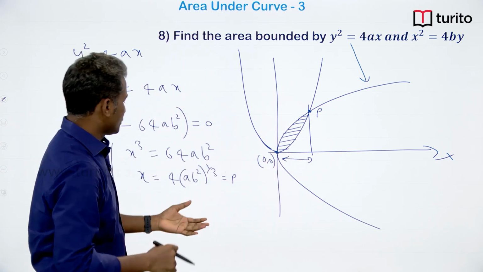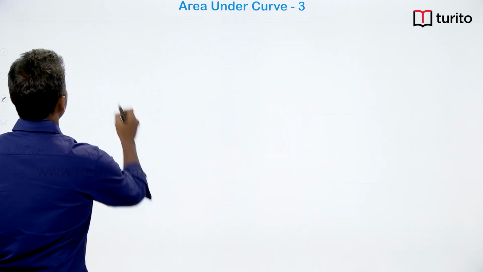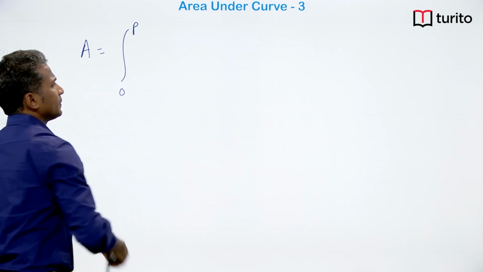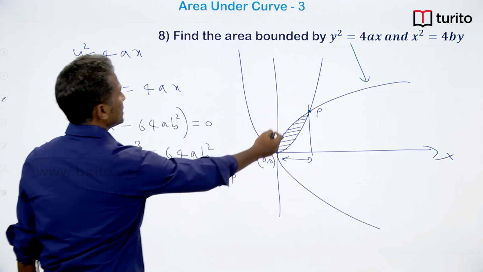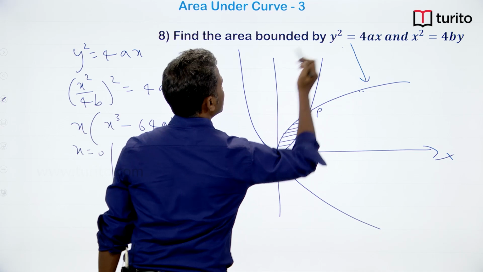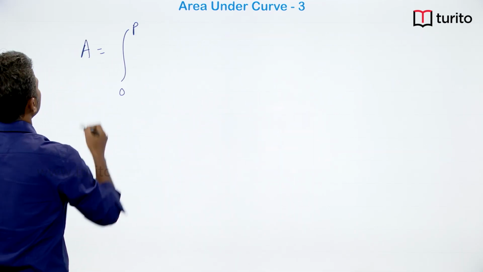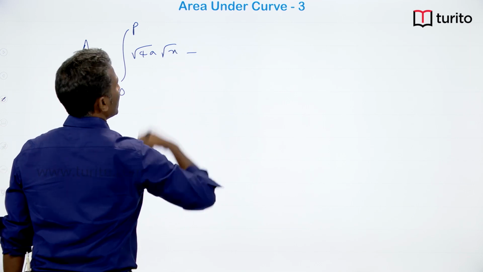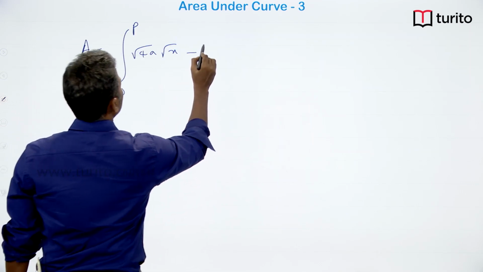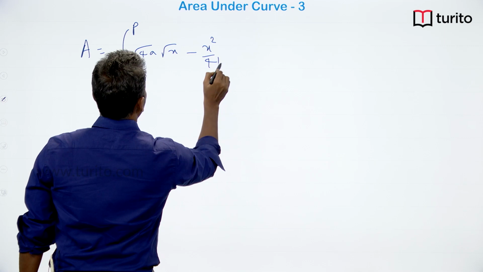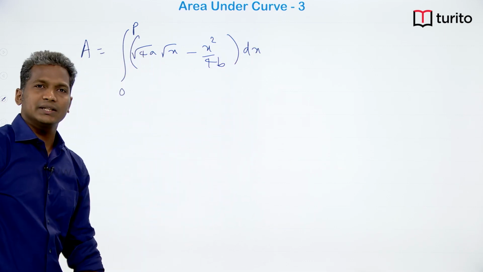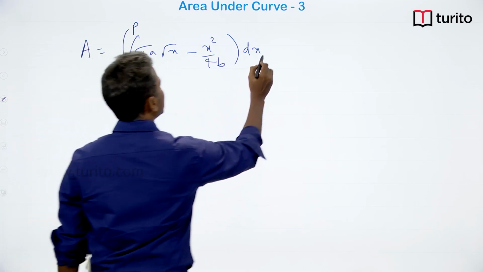Okay. So, now what will be the area? Area can be written as integral of 0 to p. What is the first function? This is the above function. So, for this if I write y in terms of x, it must be root of 4a into root x, minus the other function x square by 4b, and we have to just integrate this. Okay. So, integral is very simple.